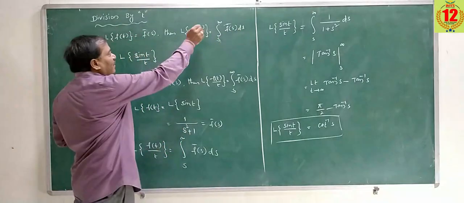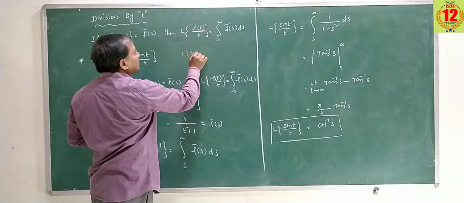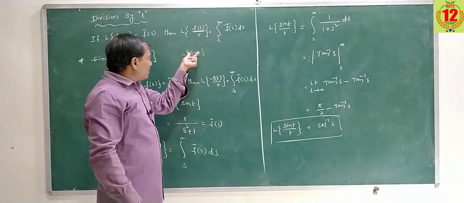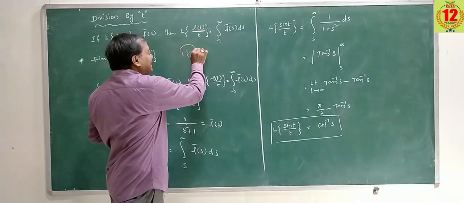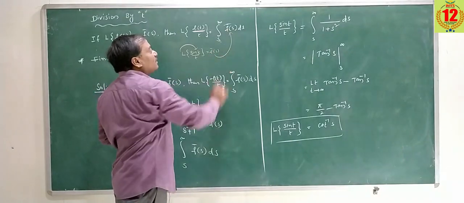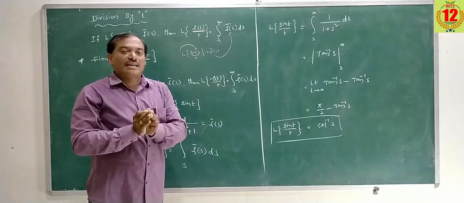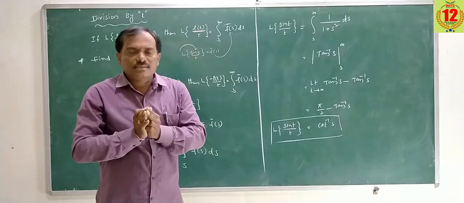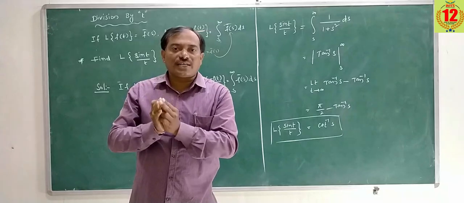So if any function is given, for example, find the Laplace transform of sin t by t, what is f of t here? This is f of t. First we have to find the Laplace transform of sin t, which is denoted by f bar of s, and we have to substitute here. Then integrating f bar of s, we finally get the required Laplace transform of the given function. So mainly in this video we discuss how to find the Laplace transform of f of t, that function divided by t.